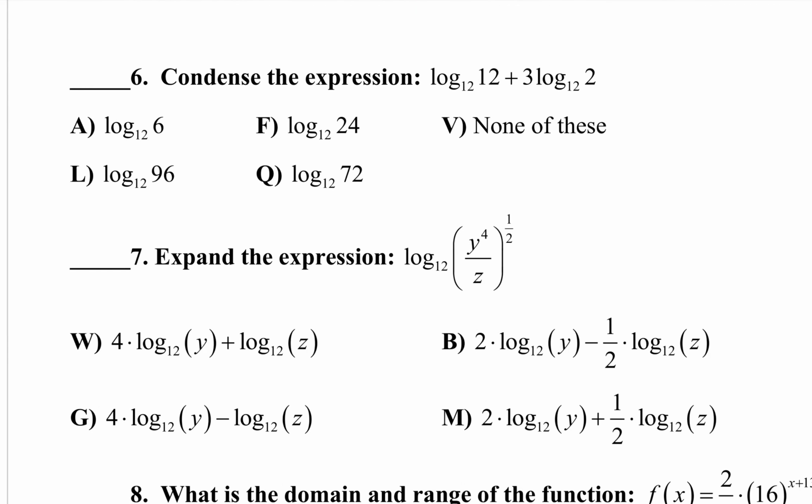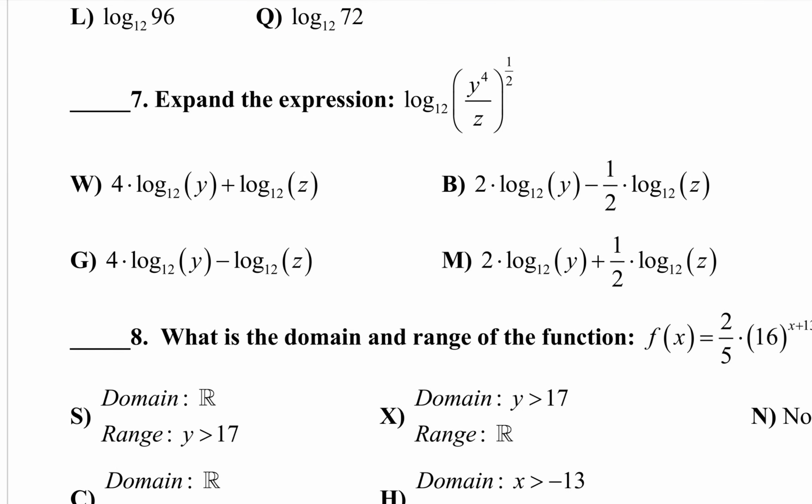Alright, condense the expression. Well, you have to know that if I'm adding, I multiply, right? I'm going to multiply 12 and 2. Well, what's 12 times 2? 24. And just to check, I would check this because sometimes, either myself or whoever you're taking the test for can be tricky. My base has to stay the same. My base doesn't change just because I condense the logs. So that is right. My answer is F.